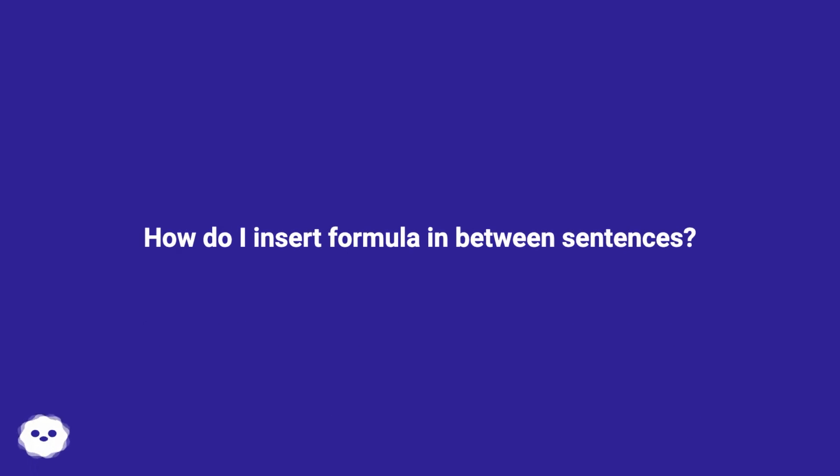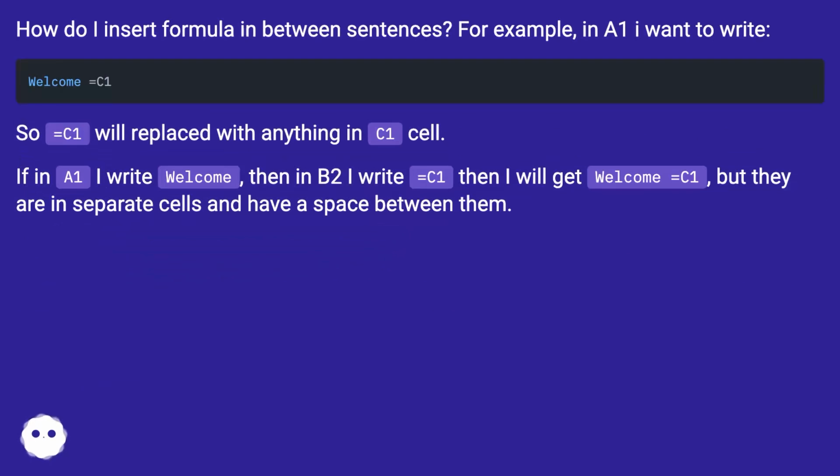How do I insert formula in between sentences? For example, in A1 I want to write "so equals C1", which will be replaced with anything in the C1 cell. If in A1 I write welcome, then in B2 I write equals C1, then I will get welcome equals C1, but they are in separate cells and have a space between them.